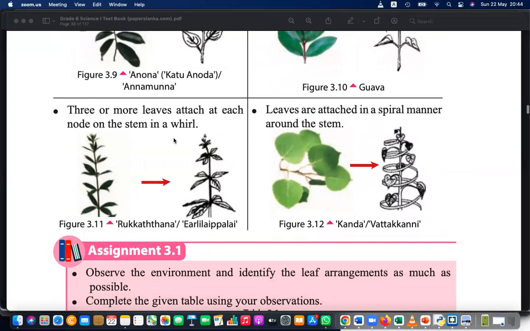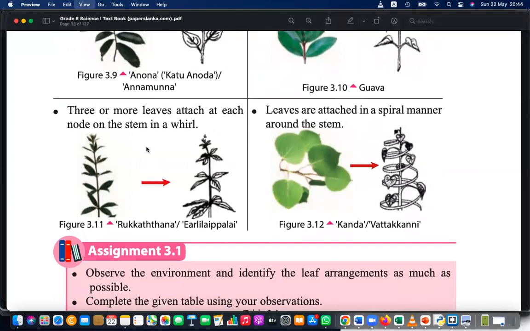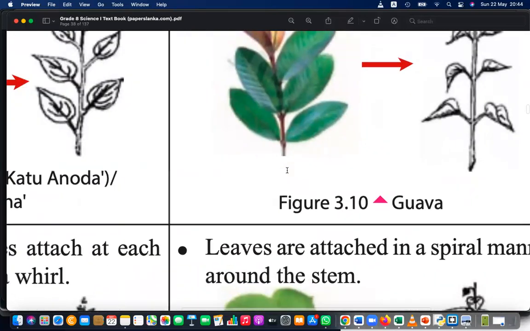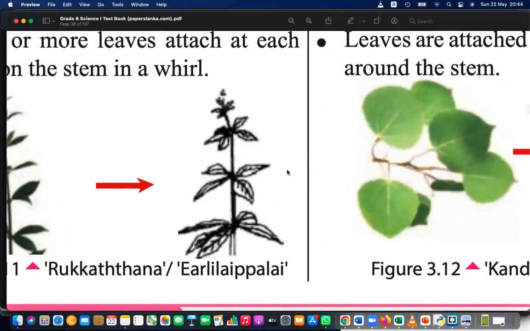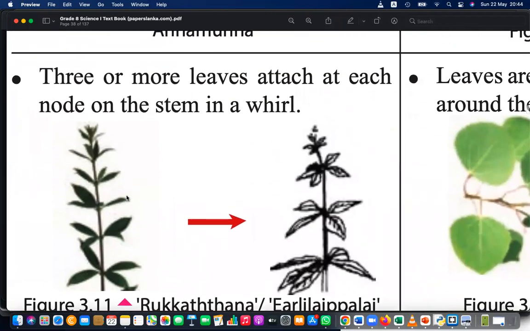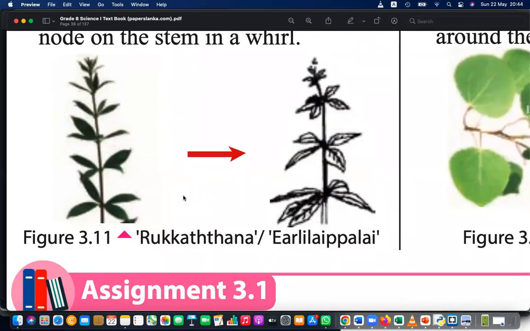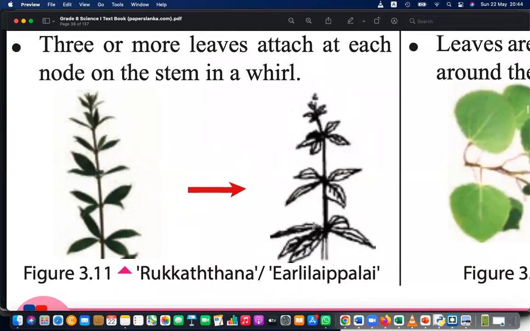And here, this one is binary. Binary means it has two, but this one is multiple. You can see it's branching from the same place. This is Rukkatana. You can see it's going in a circular way.